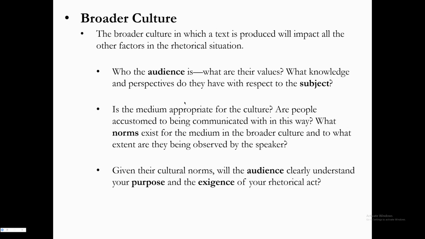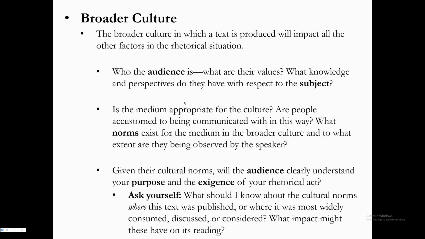Given the cultural norms of the place where an audience is, will they understand your purpose? Will they understand your exigence? Will those connections make sense to them? And if not, what can you do to help bridge those cultural norm gaps? You have to ask yourself, when you're looking at a text, what should I know about the cultural norms where this text was published? What should I know about the cultural norms where it was most widely consumed or discussed or considered? And what impact might all these pieces have on the reading of the text?